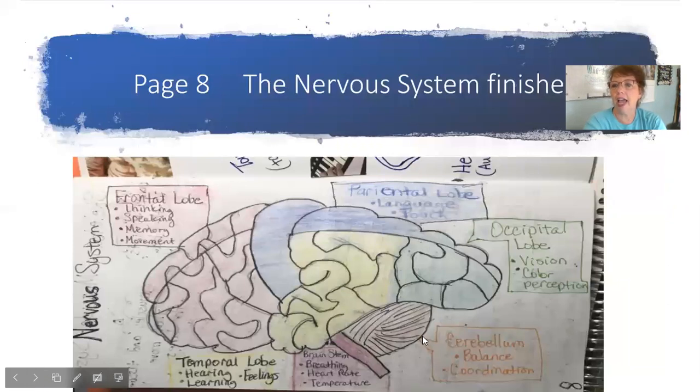All right, and the last picture that I'm showing you is the final picture of your brain. We have one more lobe to add, and that's this blue lobe. It's called the parietal lobe. That's for language and your sense of touch. It helps you determine what something is just by touching it.